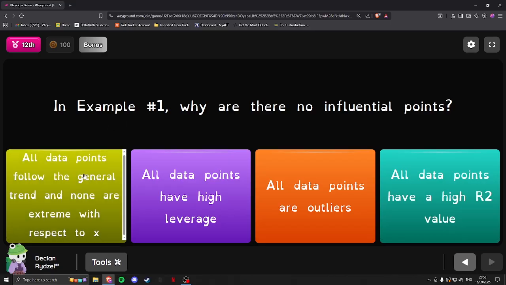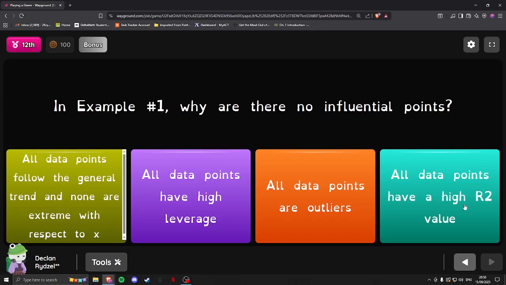Example 1, why are there no influential points? Okay, this question, I don't really know what it's talking about, but why are there no influential points? Generally, if there's no influential points, that means everything fits the trend or the regression line. So all points have high leverage? No. All data points are outliers. If everything is an outlier, then they're all influential points.